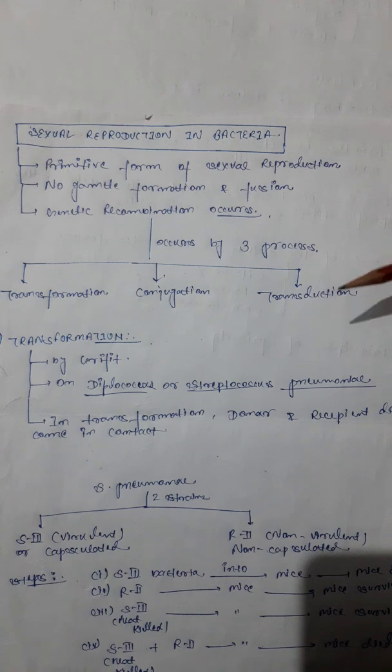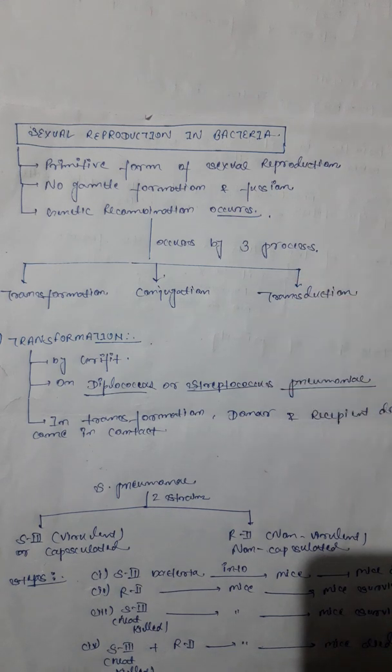So let's start with transformation. This experiment was done by Griffith in Diplococcus pneumoniae bacteria. Keep this in your mind that in transformation, donor and recipient do not come in contact. The donor cell releases a piece of DNA which is taken up by the recipient cell from the solution, and this ability to pick up the DNA is called competence.